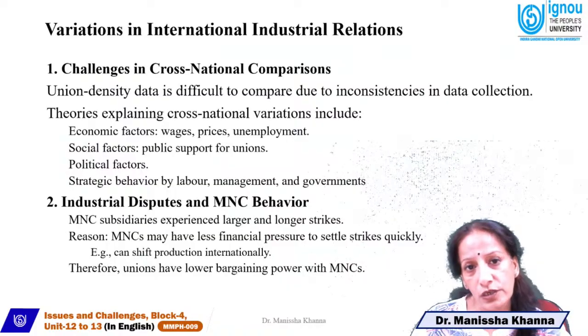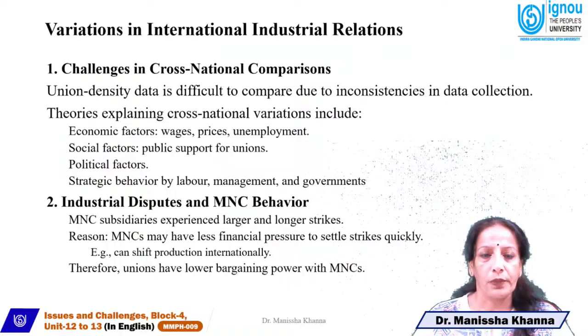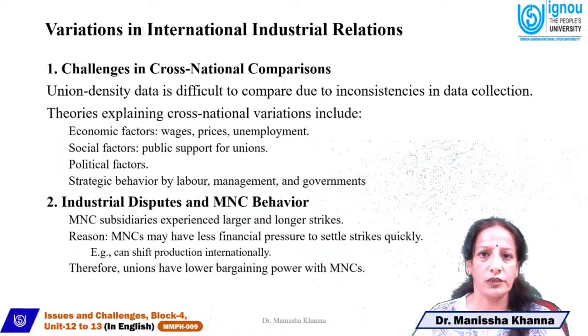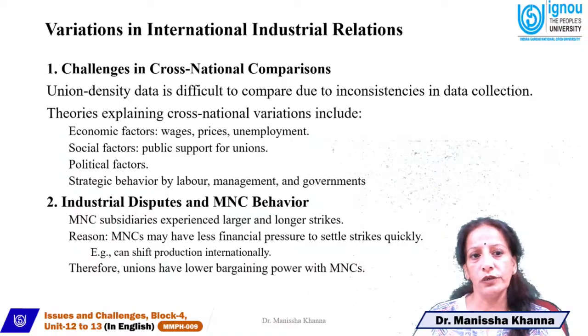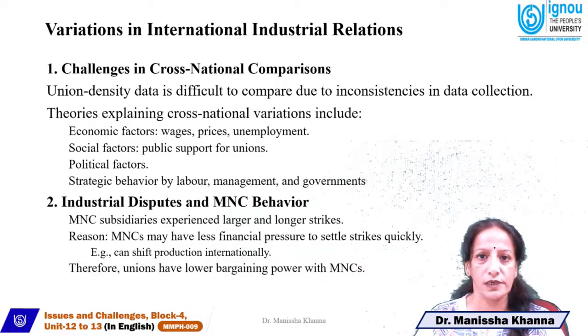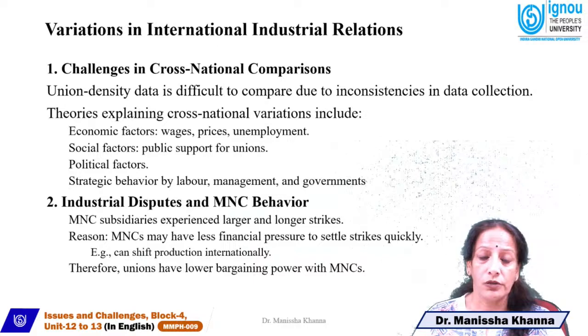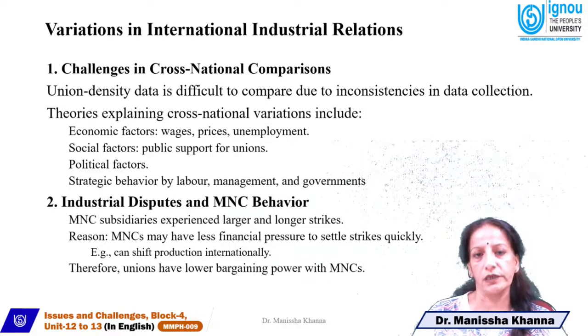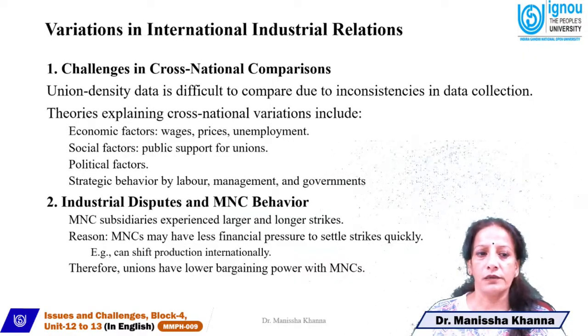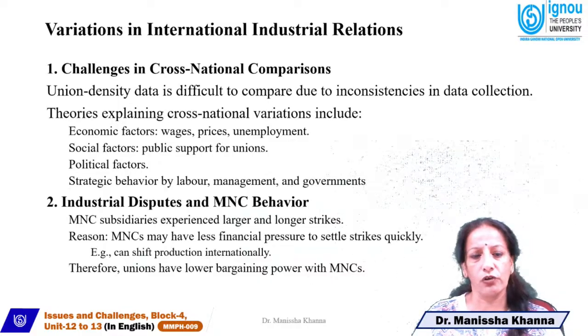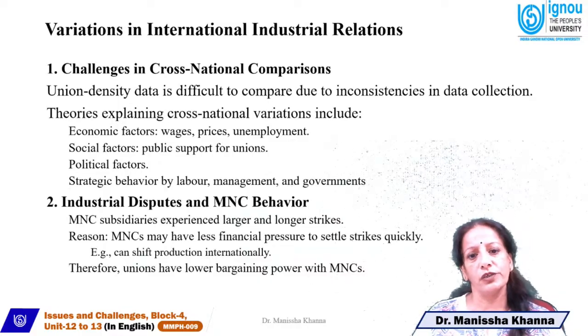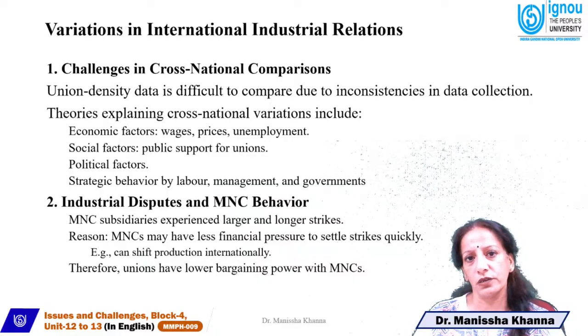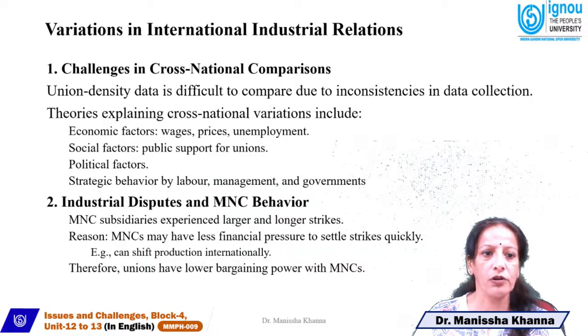Let's see the variations in international IR. First is the challenge in cross-national comparisons. Union density data is difficult to compare due to inconsistencies in data collection. It is very challenging to collect cross-national data and compare it, because the cross-national variations include economic factors that relate to wages or salaries, price increases, inflation, employment and so on.